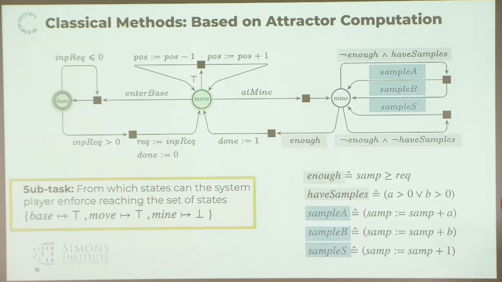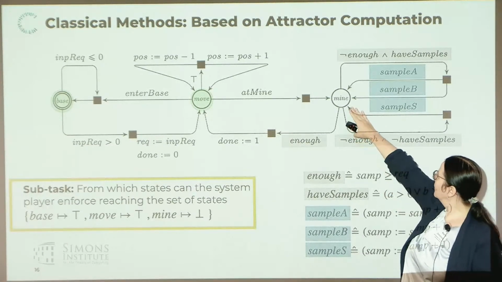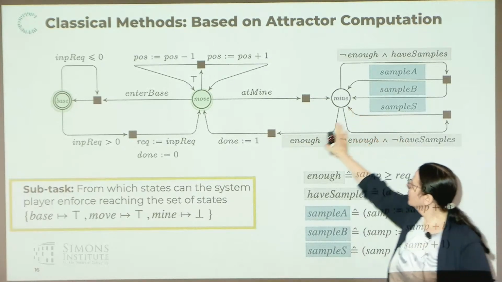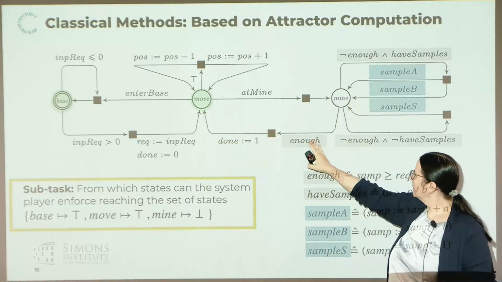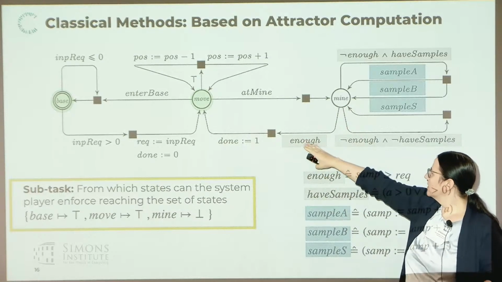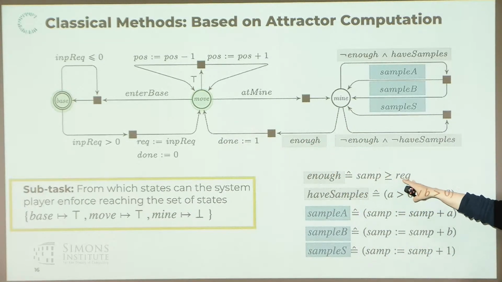Now these shortcuts that I used here become important, and we can see that from location min, in order to get back to location base or move, the system would have to take this transition, which has the guard enough. So enough requires that the number of collected samples is greater or equal than the number of requested samples.